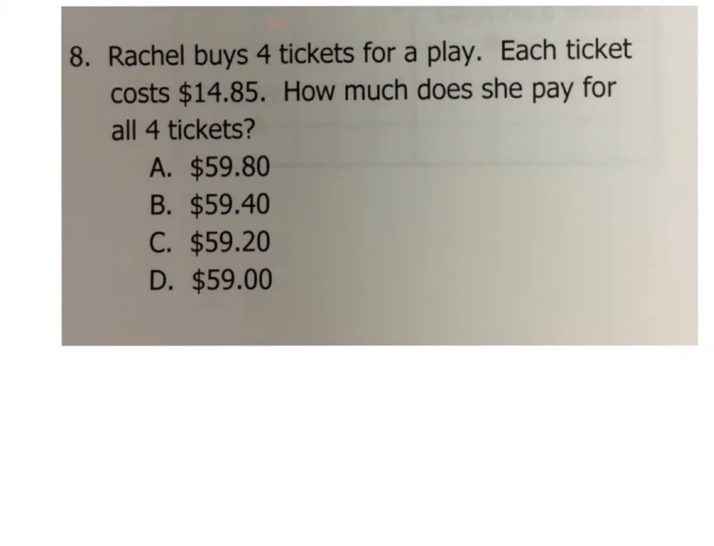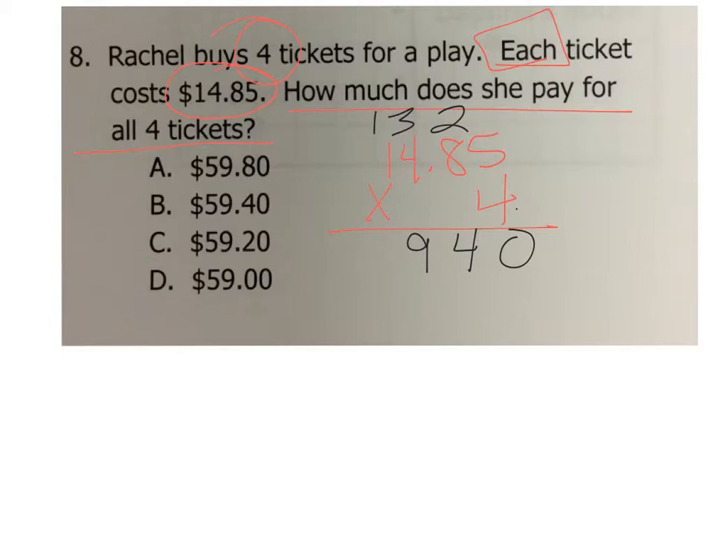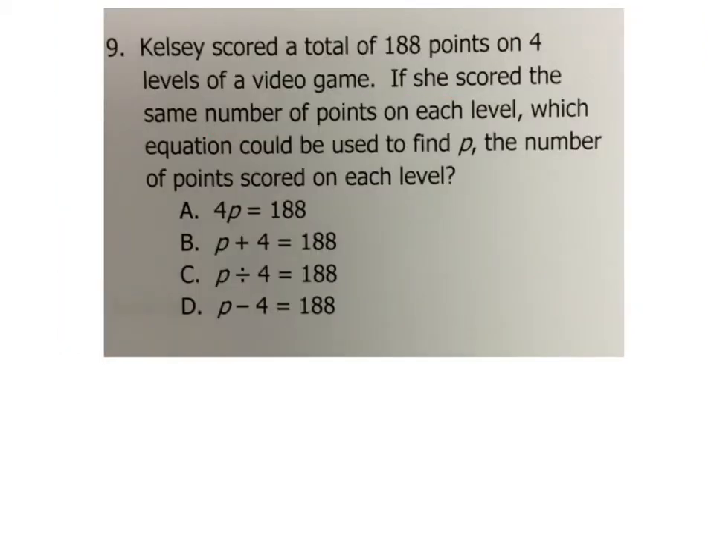Number 8, Rachel buys 4 tickets for a play. Each ticket costs $14.85. How much does she pay for all 4 tickets? So each ticket is $14.85 times 4 tickets. 5 times 4 is 20. 8 times 4 is 32 plus 2. 4 times 4 is 16 plus 3. And 4 times 1 is 4 plus 1 is 5. So $59.40, letter B.